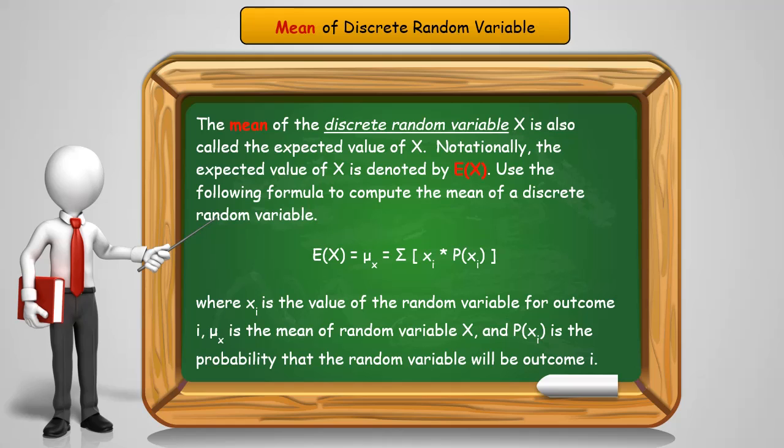The mean of the discrete random variable x is also called the expected value of x. Notationally, it's going to be written as E with left parenthesis x inside. Use the following formula, which we'll actually demonstrate for you. The expected value of x is equal to the mean of x, which is equal to the sum of each value of x times the probability that that value of x will occur.